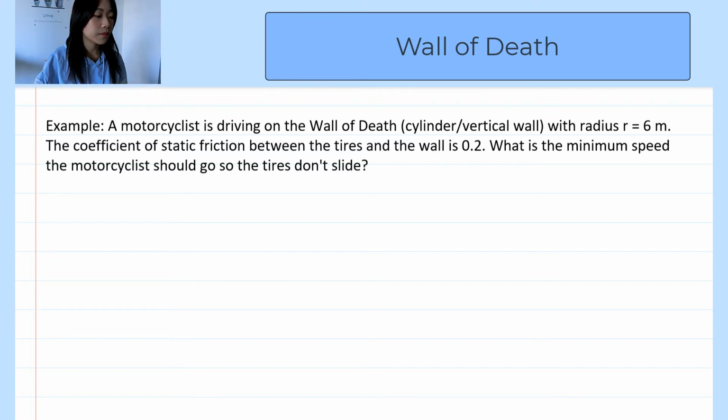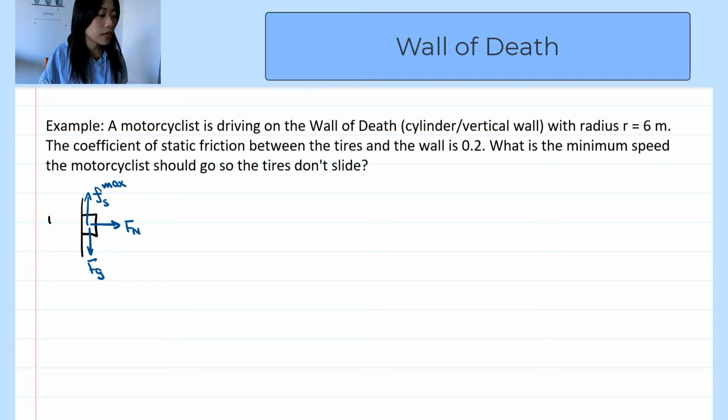Let's sketch a diagram. So the wall is a vertical wall, and the car would be driving around like this. What are the forces acting on the car? There is gravity force pointing downward, and the static friction would be preventing the car from going downward, so static friction is pointing upward. And we want to find the minimum speed, which means the static friction is at its maximum. And the car is in contact with the wall, so there is normal force that is perpendicular to the surface.